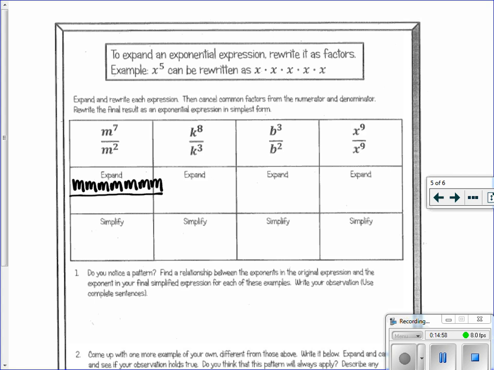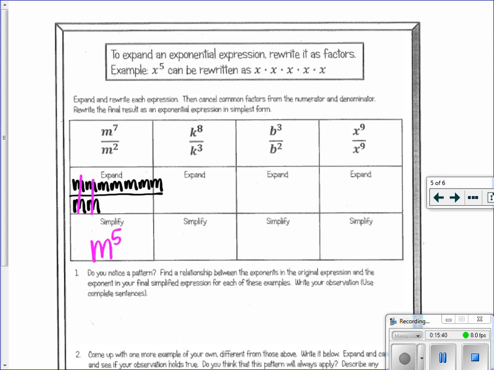Okay. M to the 7 over n squared. Now when it comes to division, what happens if you have something divided by itself? It cancels, it becomes 1. So that happens there, and it happens here. Can we cancel out anything else? That means we're ready to write our answer. N to the power of 5.